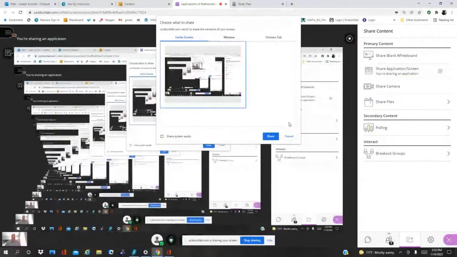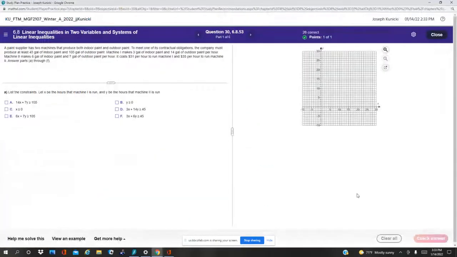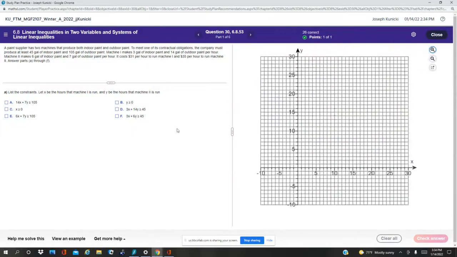I got a share application screen. And let's go to the problem. There it is. All right, so there's the problem, 6.8.53. Now the numbers are changed because every time you open the problem, the numbers change. So let me make this bigger. That's the first thing you always want to do, make it big.